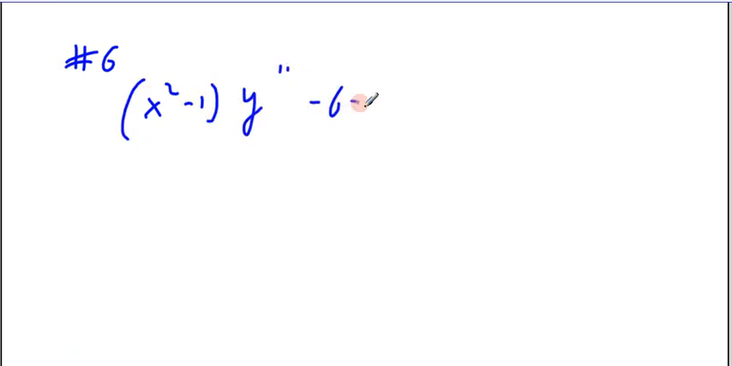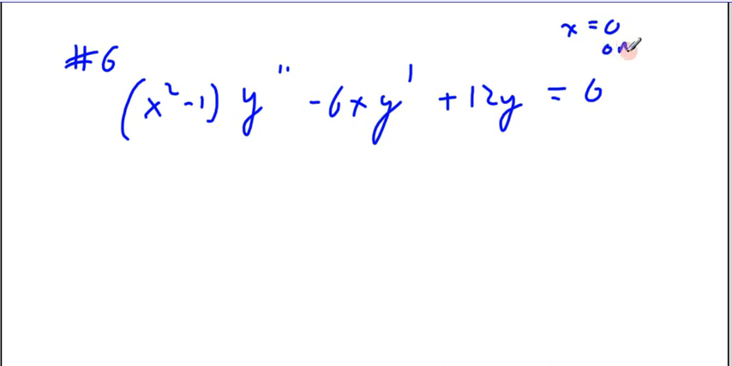Now I'm working problem number 6. x squared minus 1, y double prime, minus 6x y prime, plus 12y is equal to 0. And I look at it and I see that I have an ordinary point at x is equal to 0. I have an ordinary point, so I can continue with what I'm doing.